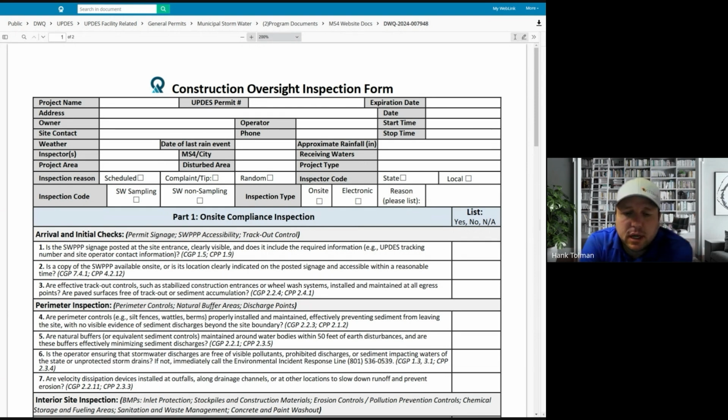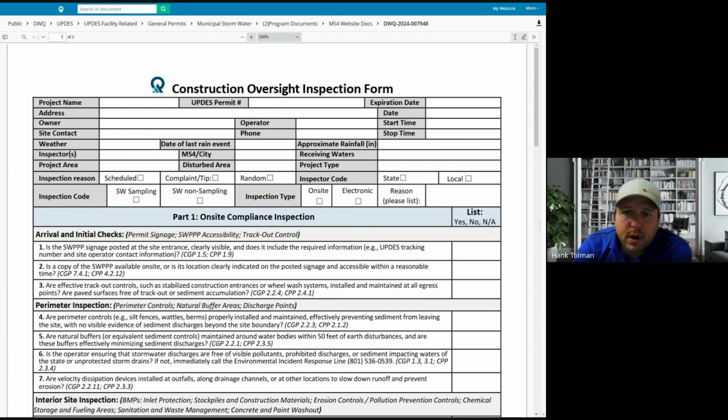Very important. Next is number 3: are effective track-out controls installed and maintained at all egress points? So first things first, are the track-out controls installed? That's what they're looking for. Are they installed and maintained? We've got to make sure every time if there are going to be multiple exit routes, right? We've run into this several times recently, but a lot over the years.